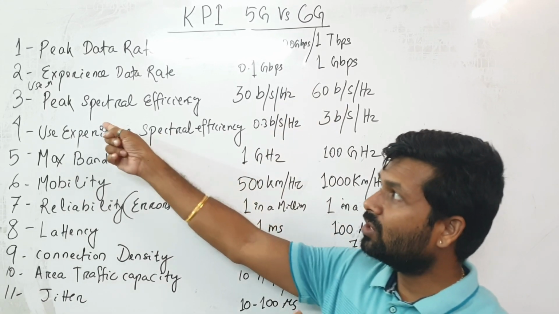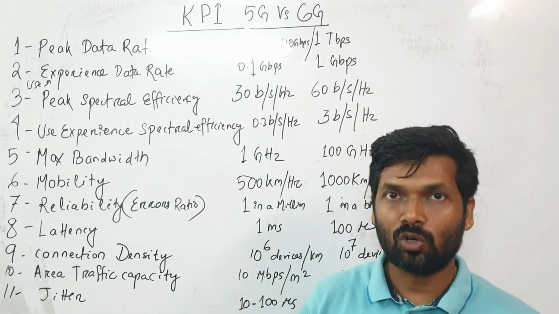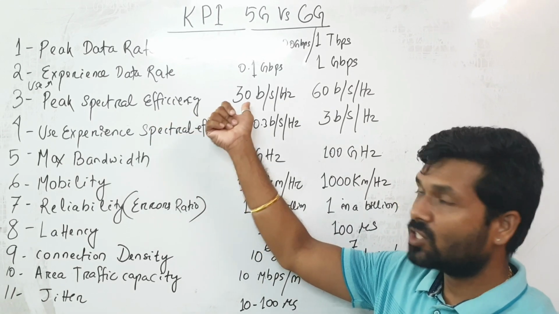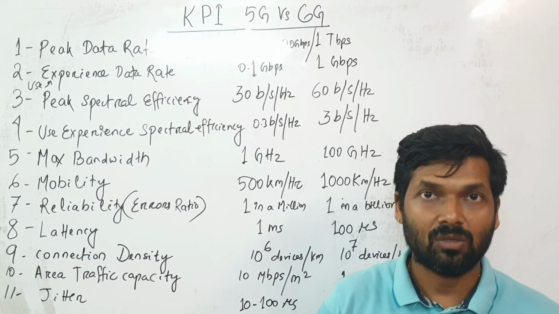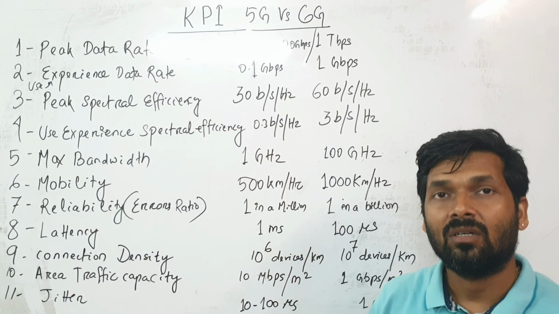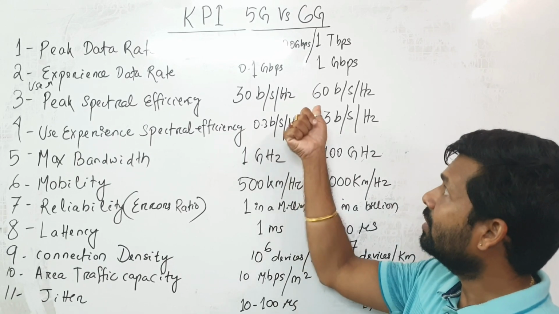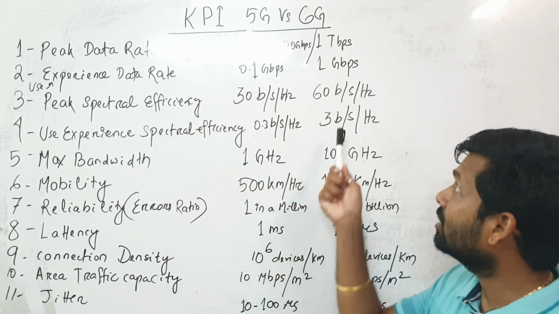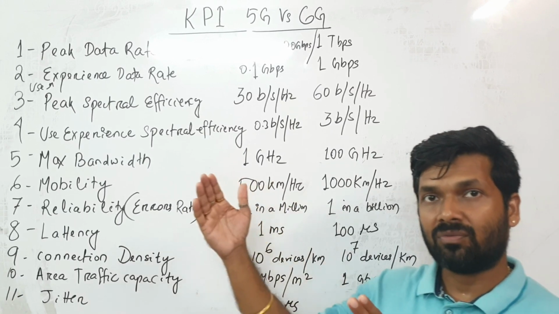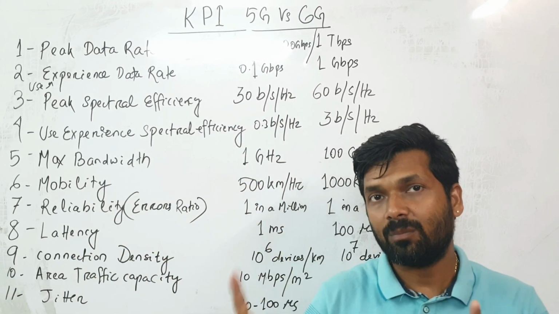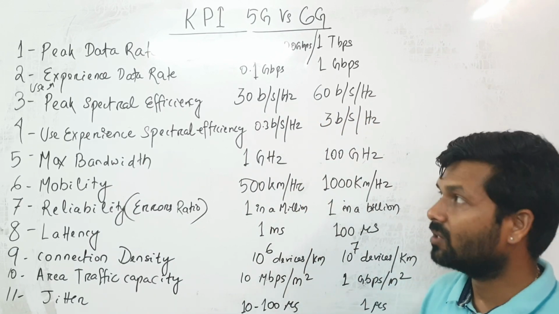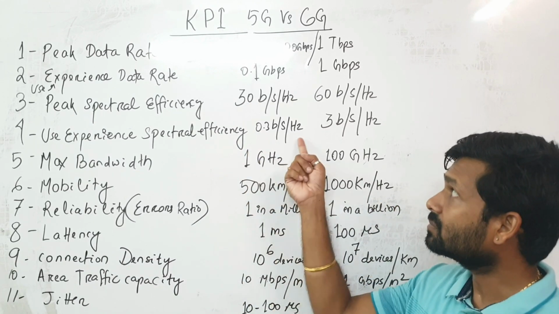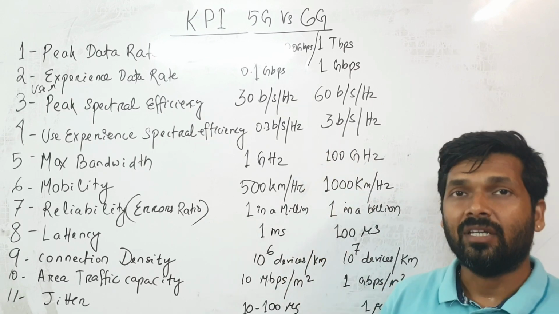Now moving to the third KPI, peak spectral efficiency. What would be the spectral efficiency in 5G and 6G communication? In 5G we can experience 30 bits per second per hertz. In 6G you will be experiencing double, that means 60 bits per second per hertz. If the frequency band is bigger or you have a higher bandwidth, you will experience more spectral efficiency.